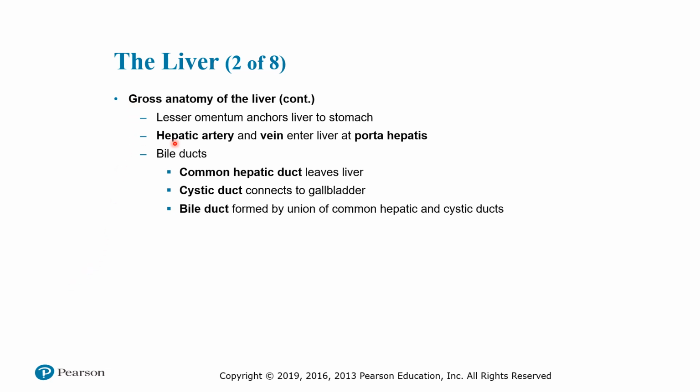Then the liver is attached to the stomach through the lesser omentum. We talked about this when we were doing the stomach as well. In the lesser omentum, the hepatic artery and the hepatic vein travel and reach the porta hepatis, and also the bile ducts, the common hepatic duct, travel in the lesser omentum. And the common hepatic ducts leave the liver and then join the cystic duct to make the bile duct.